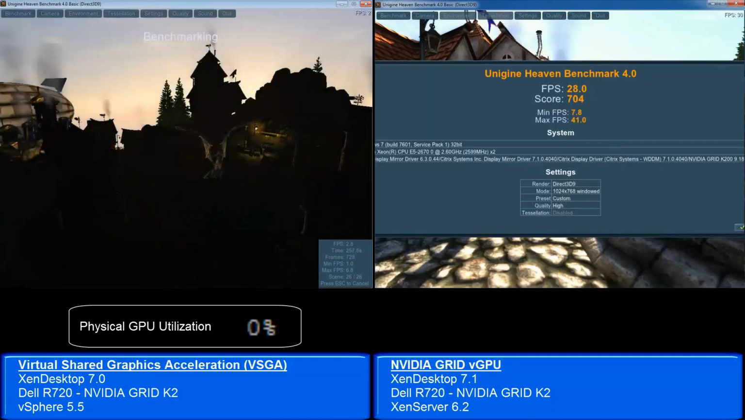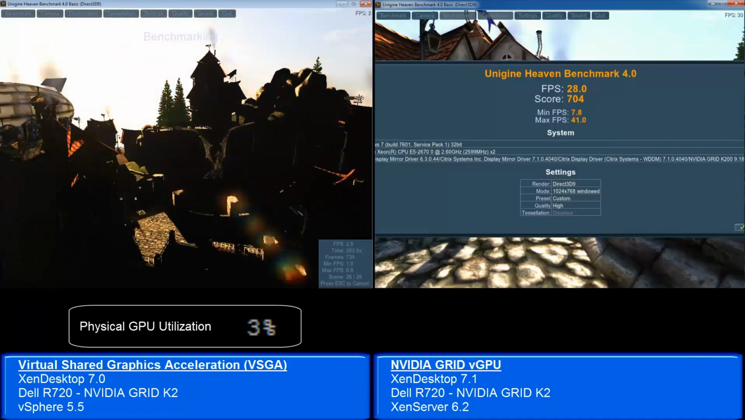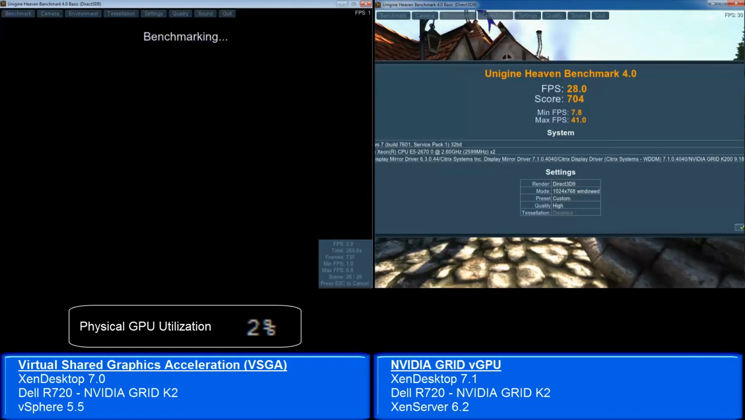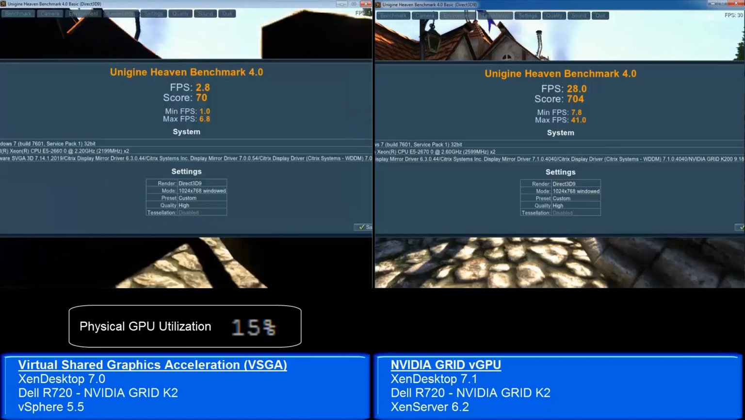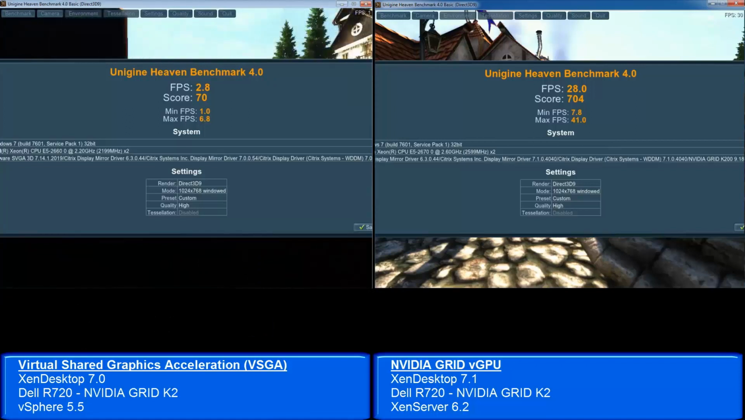So as the test wraps up here, I just want to recap what we've seen, which is you're about to see the benchmark pop up, and you're going to see a 10x difference in the final score of 70 to 704, and you see frames per second is exactly a 10x difference. So major difference in technologies here, although I'm using the same VDI platform, XenDesktop, and I'm using a different hypervisor, vSphere 5.5 versus XenServer 6.2.